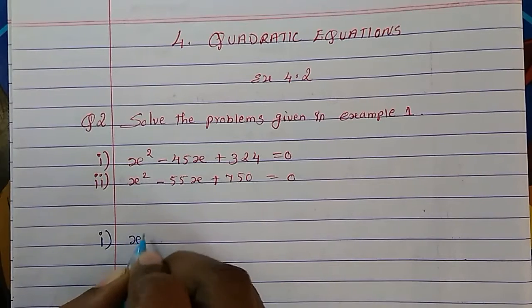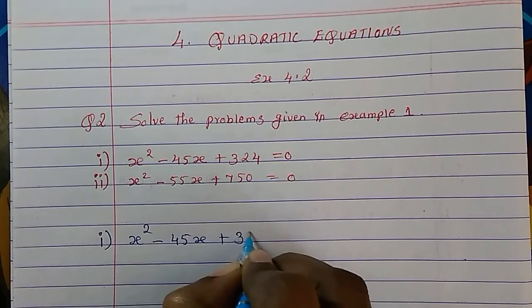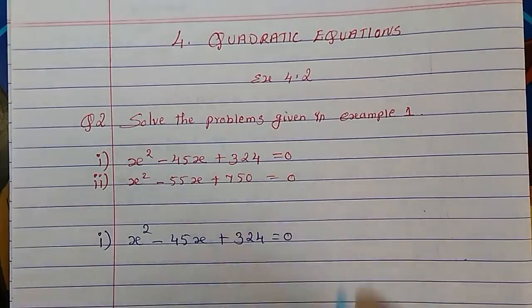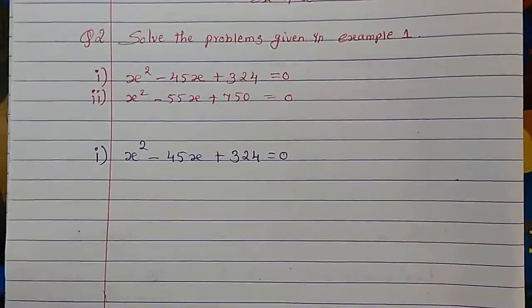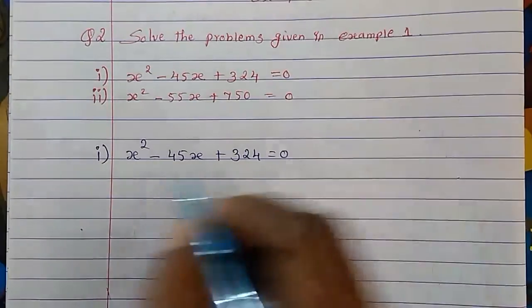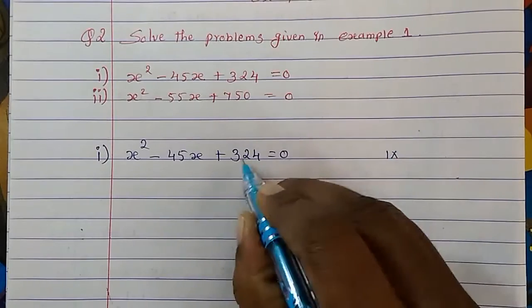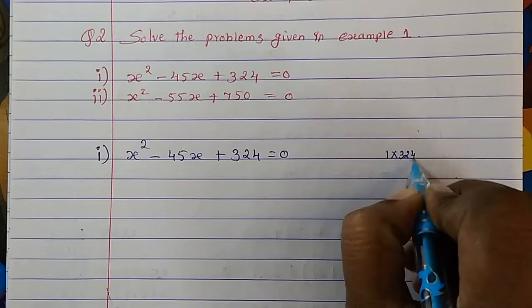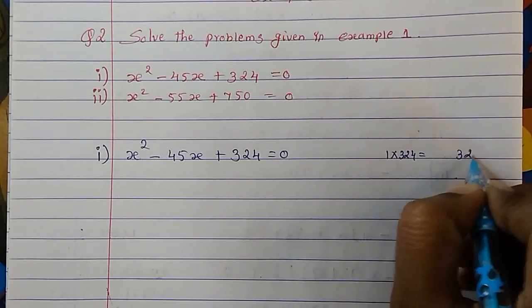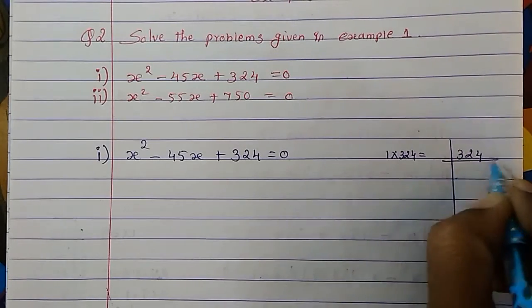First is x square minus 45x plus 324 equal to 0. So how to split the middle term? I have explained to you. You have to multiply the first term coefficient and the last term. Here it is 1, and the last term is 324, so you get 324. Now we have to find the factors for this, so you do the factorization.